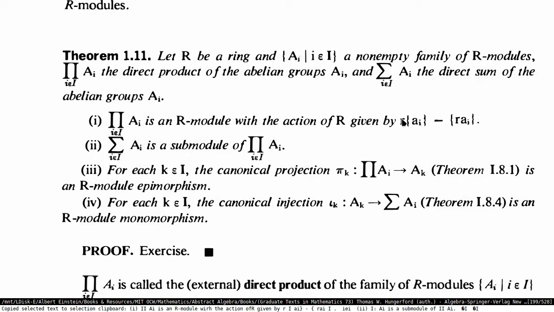Okay, so that was the direct product. The direct sum is a submodule of the direct product. For each index k, the canonical projection takes you from the direct product of modules, or direct product of abelian groups, to an element, right? A factor of this product. So that's the kth factor. And this is surjective, so that's the canonical projection. The canonical injection is essentially injecting this into the direct sum.